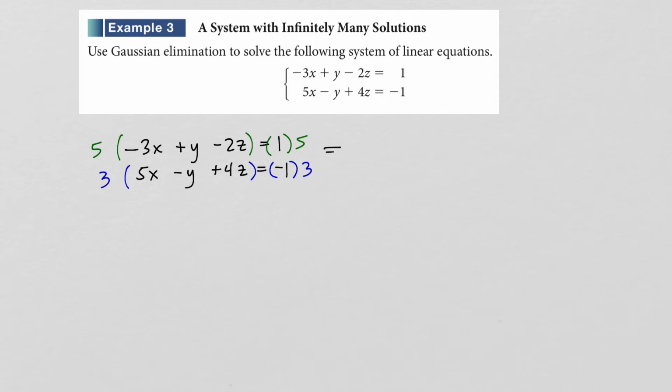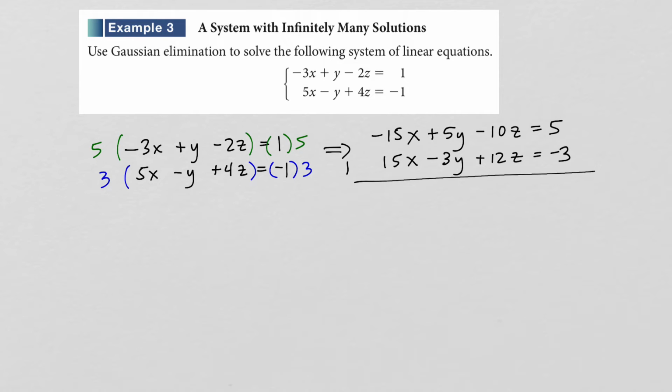If we do the math on this, we get negative 15x plus 5y minus 10z is equal to 5. And the second equation becomes positive 15x minus 3y plus 12z is equal to negative 3. If we add these equations together, the x variable cancels out, and we get 2y plus 2z is equal to 2. And now we have a new system where the first equation is the same.